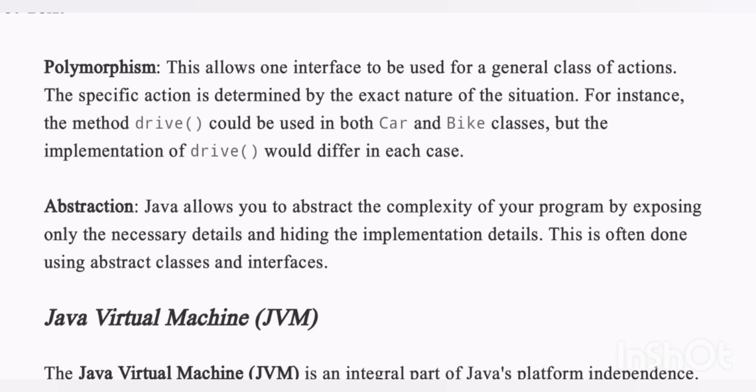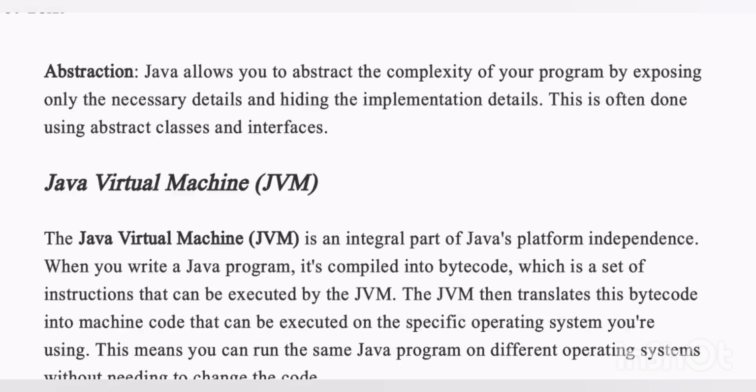Abstraction. Java allows you to abstract the complexity of your program by exposing only the necessary details and hiding the implementation details. This is often done using abstract classes and interfaces.